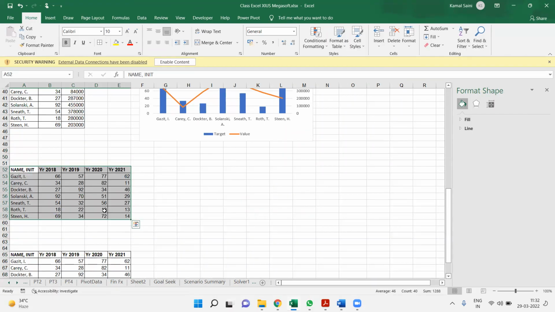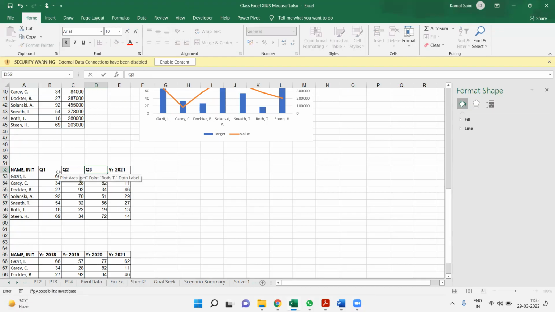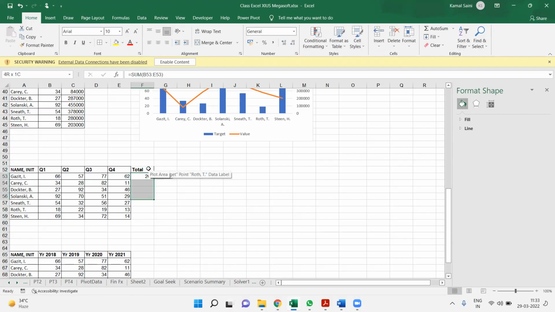Now we have too many data points here. So let's say this represents my Q1, Q2, Q3, Q4. And if I add them all, this will be my overall numbers basically. Now I don't want to represent my data in this manner.